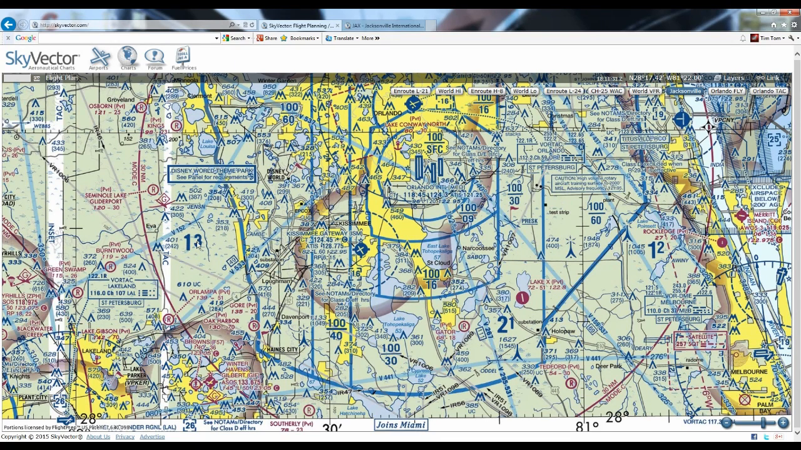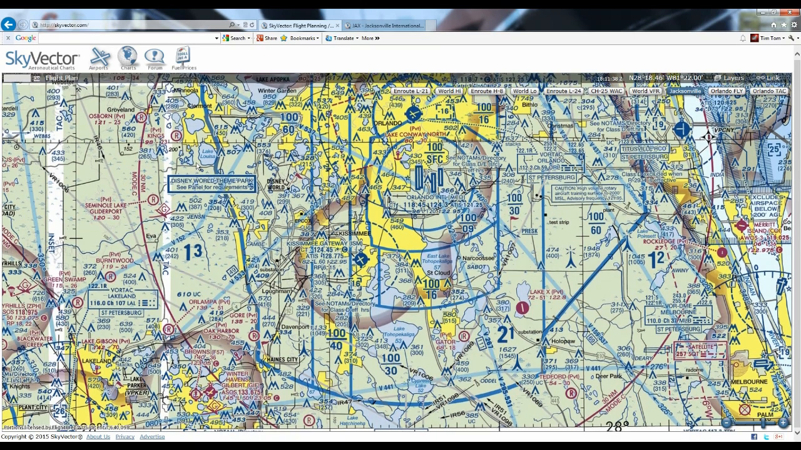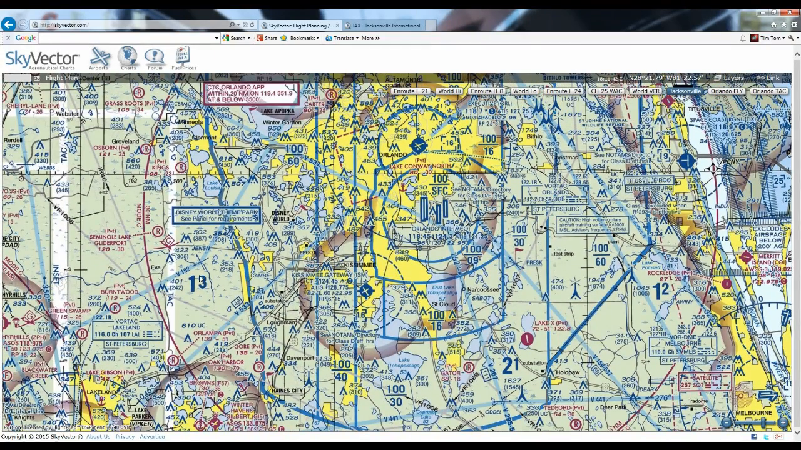Do we have to be talking to ATC and squawking? Technically, no. We just need to have some sort of transponder that transmits Mode C, which is altitude encoding. So that transmits our altitude to the controller. They need to know what altitude we're at over here.